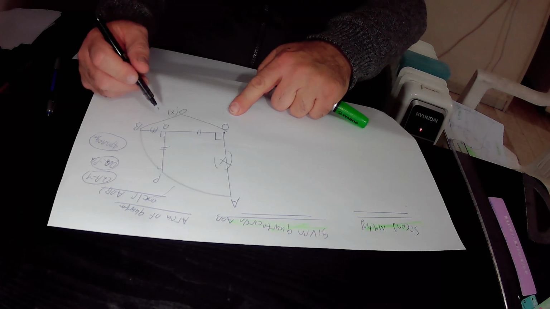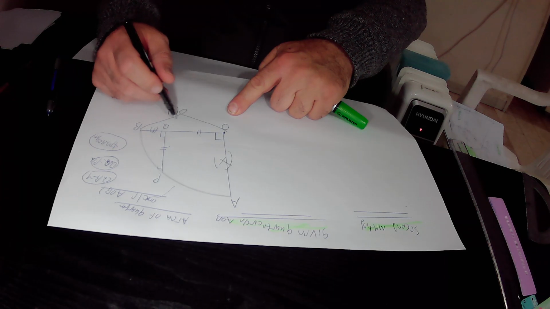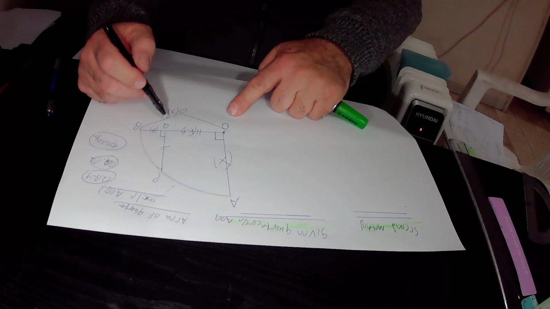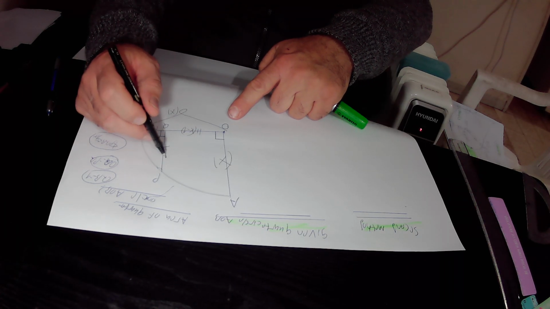OQ equals OB, this is x, minus QB, this is 1. So in total, OQ equals x minus 1 in its length. But PQ equals OQ, and OQ equals x minus 1, therefore PQ must also equal x minus 1 in its length.